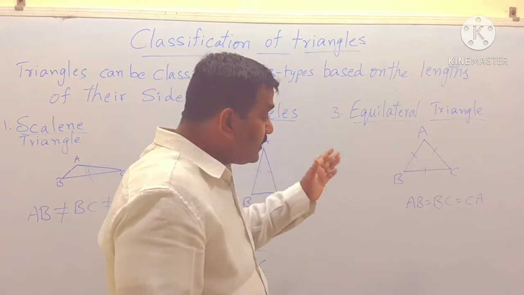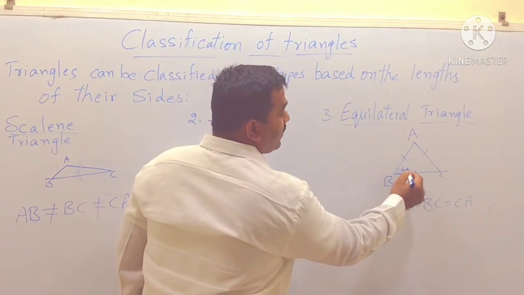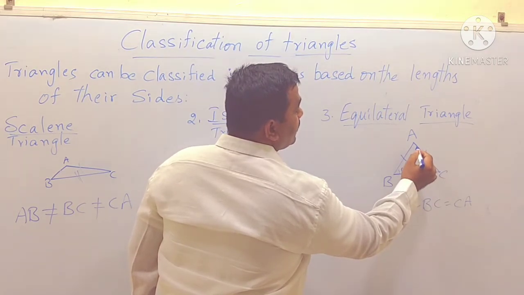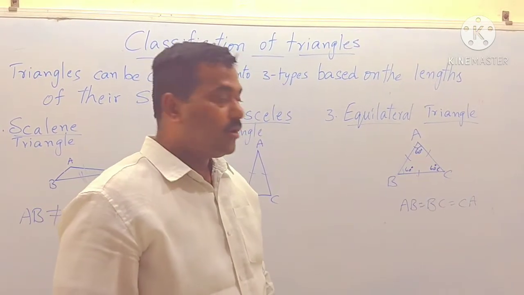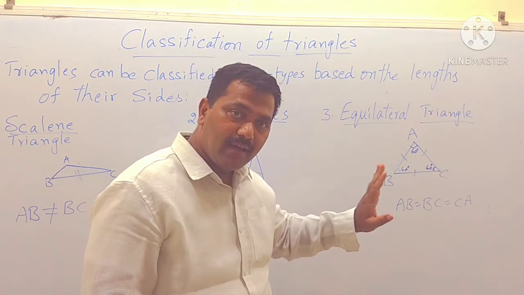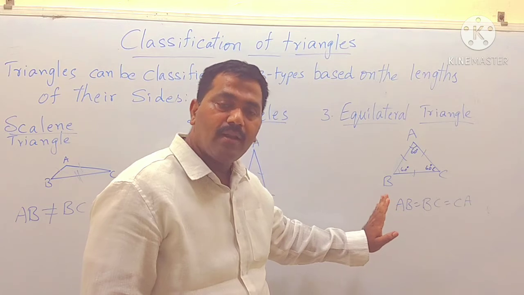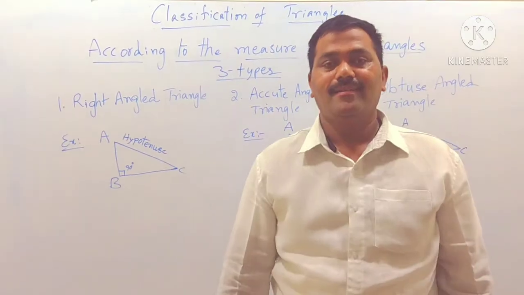Here, another point is there. All the angles are equal and these angles are 60 degrees. In equilateral triangle, all the sides are equal and all the angles are equal, each one is 60 degrees.